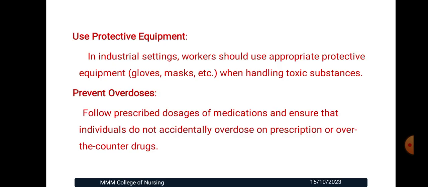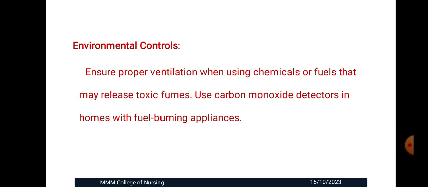Prevent overdoses. Follow the prescribed dosage of medication and ensure that individuals do not accidentally overdose on prescription or over-the-counter drugs. Environmental controls. Ensure proper ventilation when using chemicals or fuels that may release toxic fumes. Use carbon monoxide detectors in homes with fuel burning appliances.